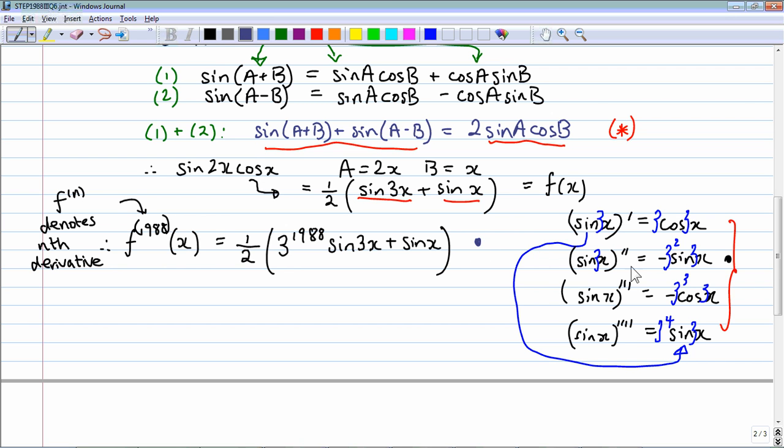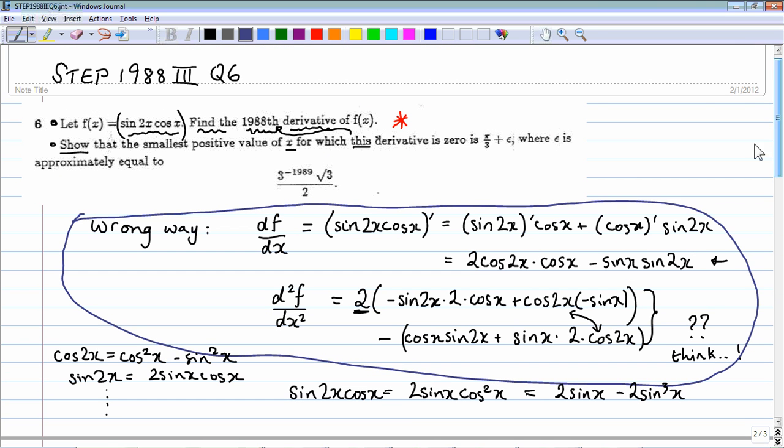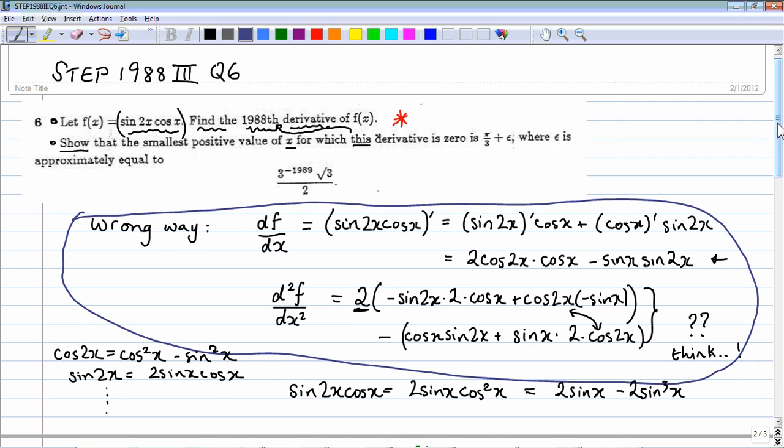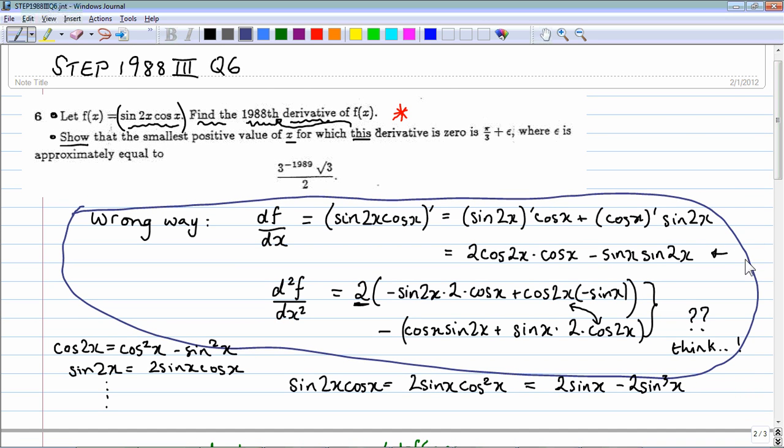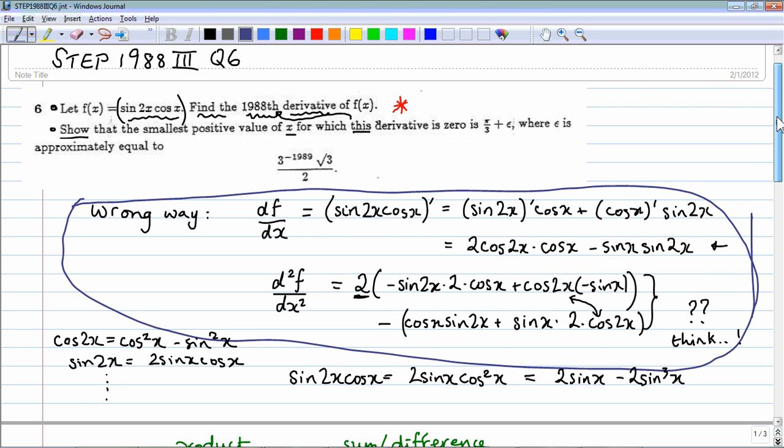So the first part of the question, if I can just scroll up, was to find the 1988th derivative of f of x. Okay, so that was easy once you saw the easy way to do it, but you can see from this kind of thing here, it could be a real nightmare if you get yourself into a mess.